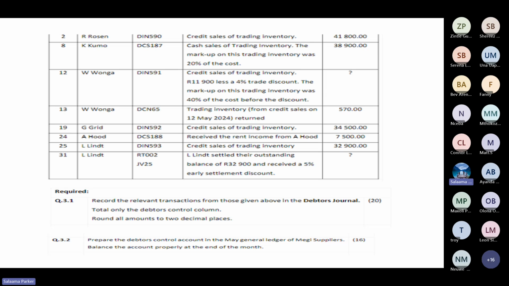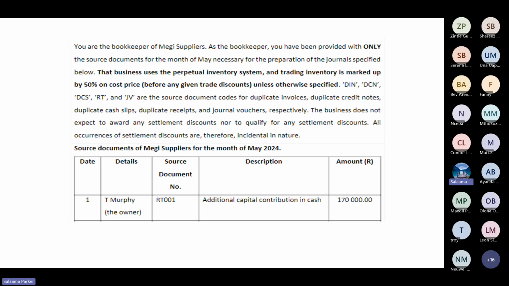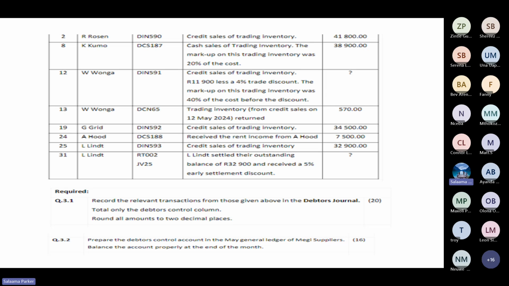Okay, all right. Again, what you needed to note here, if I just go back to the previous slide, even though we know that the business uses the perpetual inventory system, the markup is 50% on cost price, and of course we know that all the amounts that are given here are inclusive of VAT, unless otherwise stated, but also to note that they have changed the markup for certain transactions.